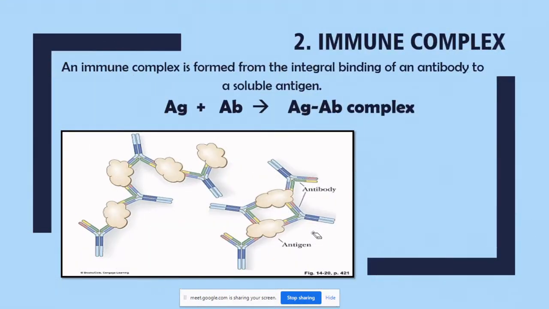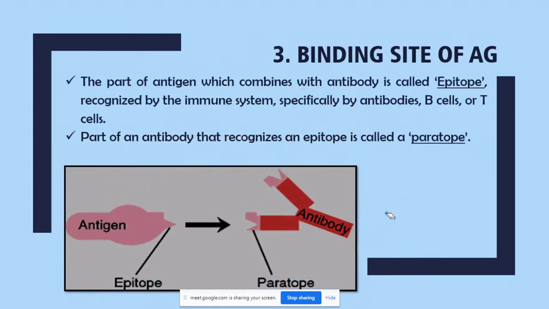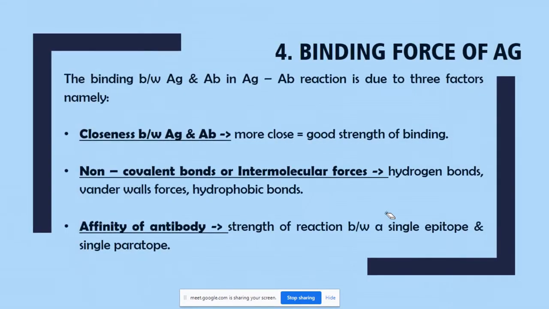The next important feature of antigen antibody reaction is complex formation, the immune complex. This is what I told you in the beginning, that they are formed by the binding of an antibody to a soluble antigen. Again we will come back to this term soluble antigen, and what the different types are. The next one is the binding site of antigen, which is the epitope, and the binding site of antibody, which is the paratope, again being very specific to each other. And the last point is the binding force of antigen.